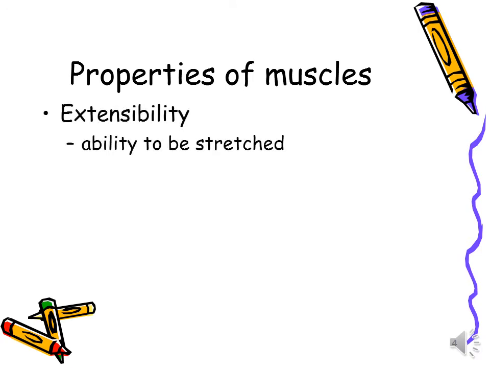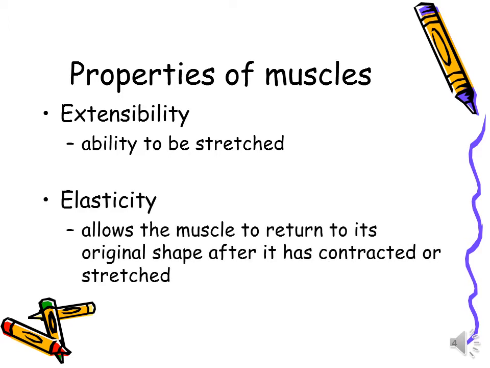Extensibility, this is the muscle's ability to be stretched, whereas elasticity allows the muscle to return back to its original shape after it was stretched or contracted. All of these 4 properties are very important in muscle, and if one of them is not working appropriately for some reason, for example, a disease or just not using muscle for a long period of time, there can be severe consequences.